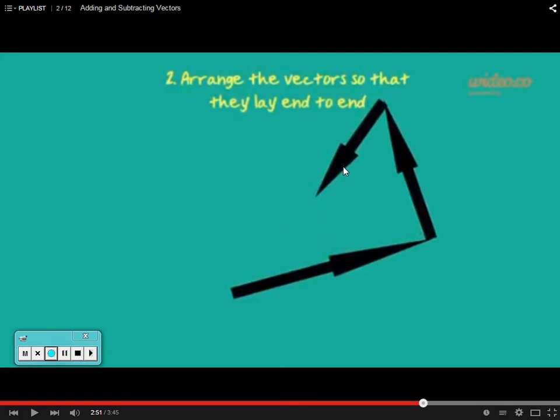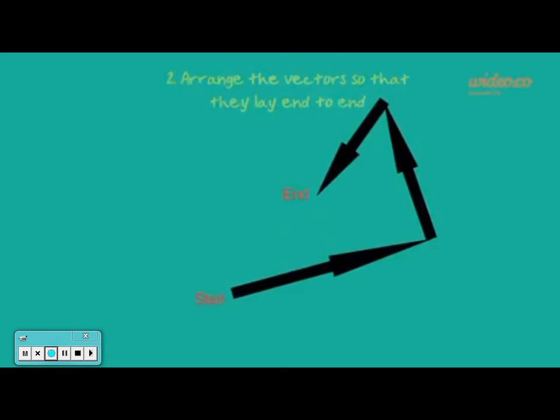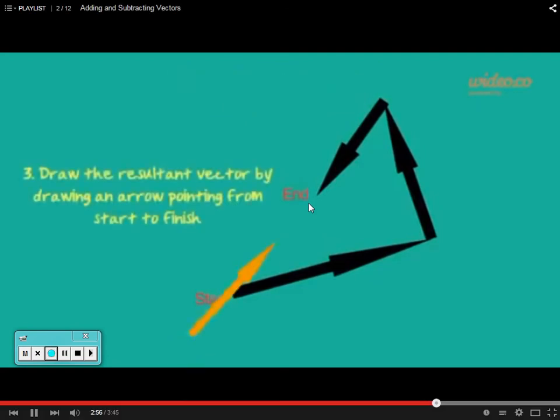You just need to work out where the start is and the end is. The start will be down here and the end will be up here. So we now draw an arrow from start to end there. And this yellow or golden coloured arrow is what we call, what's the R word? Resultant vector, the sum, the total vector, the overall vector. That car is going to move in that direction with that amount of force.